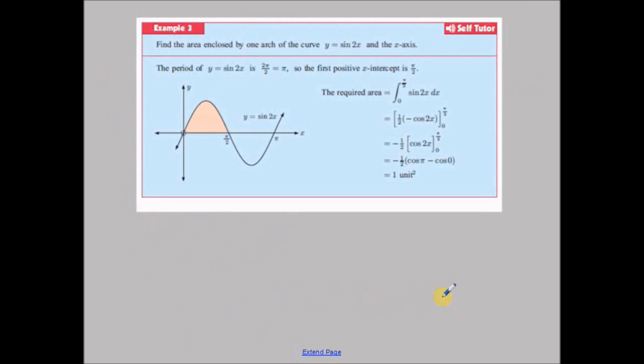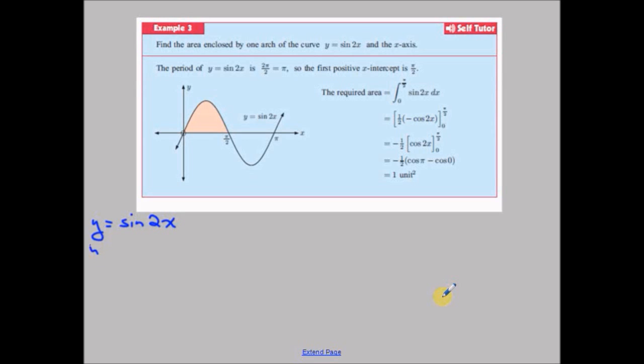Last example, find the area enclosed by the one arch of the curve y equals sine 2x. All right, so this is a good opportunity to review what we know about trig functions. y equals sine 2x.